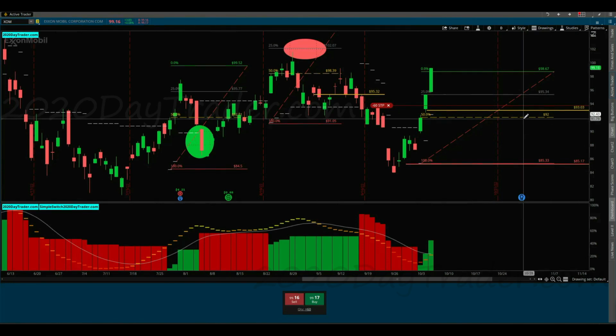Okay, so let's start with XOM. So right now you can see we're breaking through the target on XOM. So I'm going to go ahead and put a stop in for XOM on the deal. So I'm going to try to let this thing run and squeeze more out.